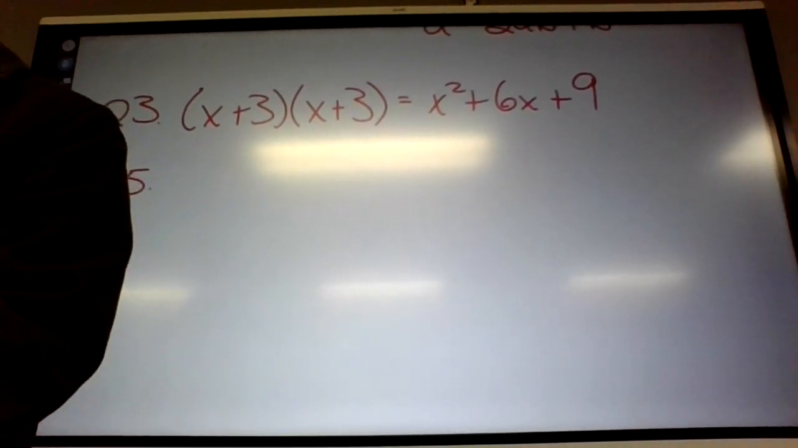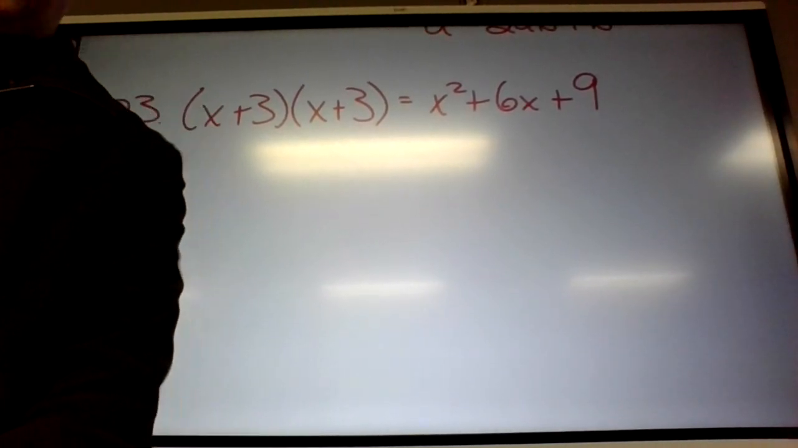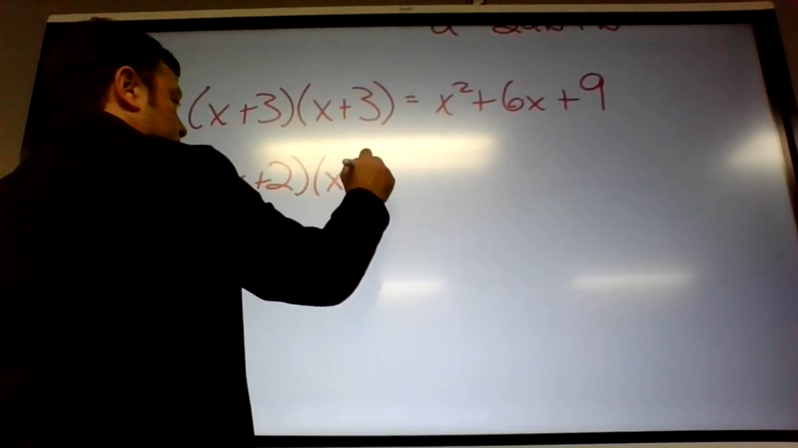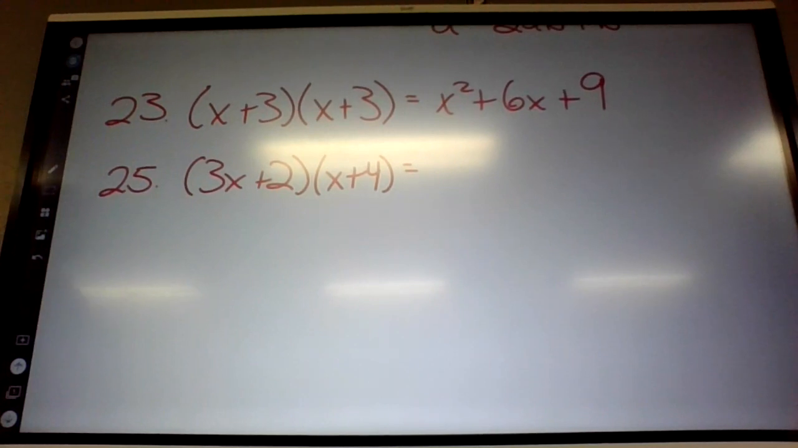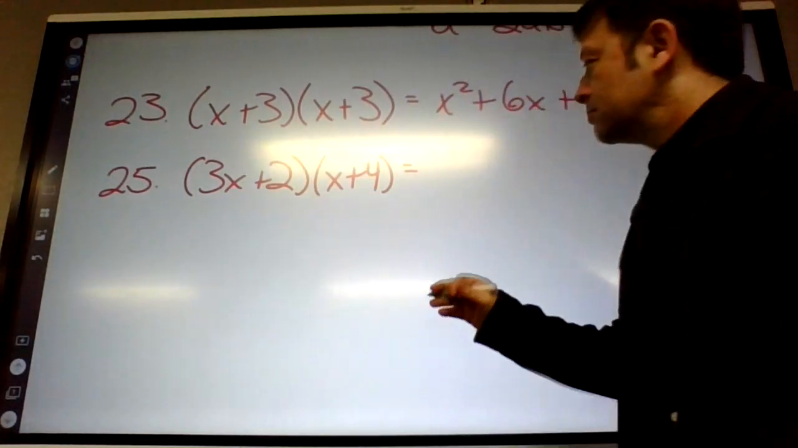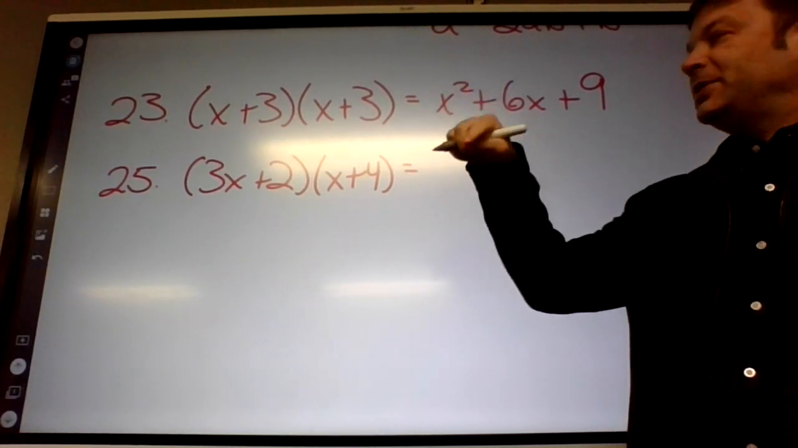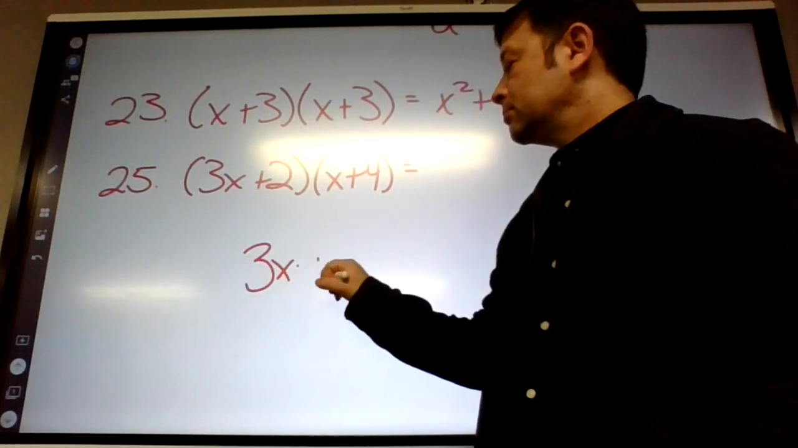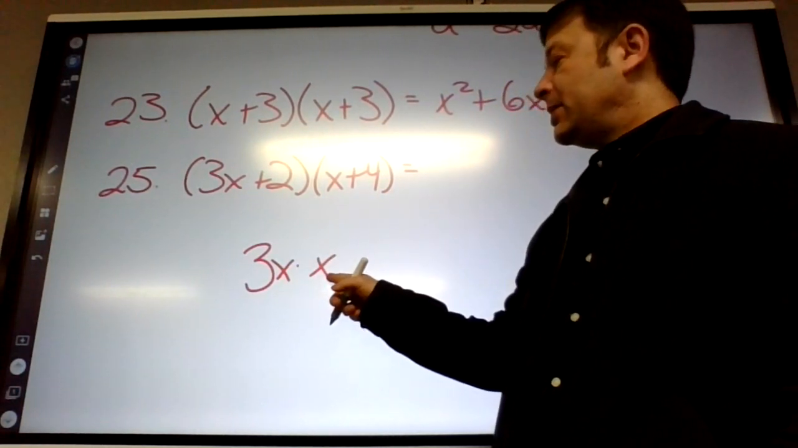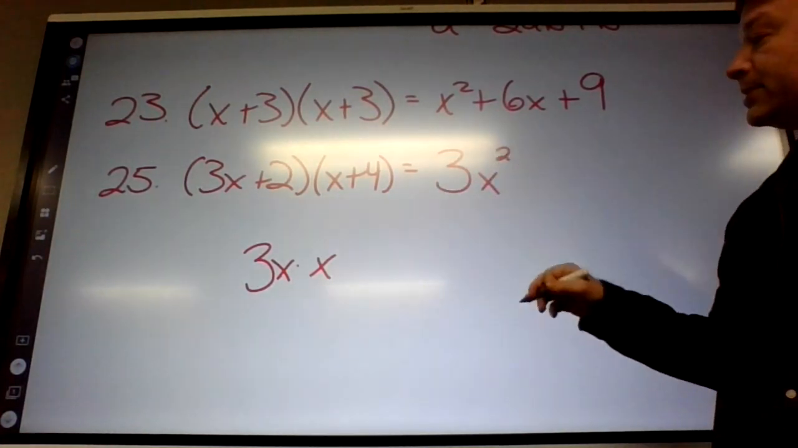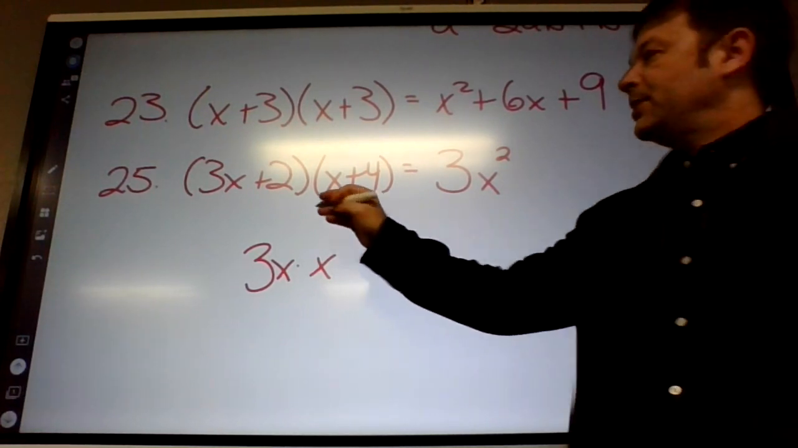Corbin will be 25. 3x plus 2, x plus 4. All right, Corbin, what would the first be? It would be 3x times x plus 2. Well, x times x is what? What's x times x? Right, x squared. So the 3 times x, we can't really do anything with that, but the x times x part is x squared. So yeah, it's 3x squared for the first.